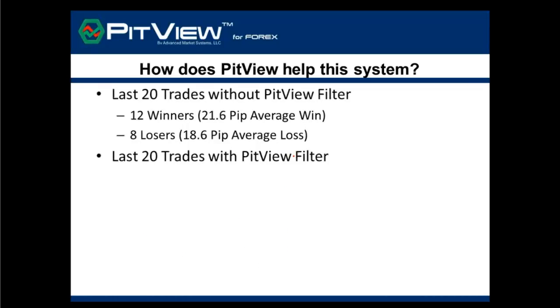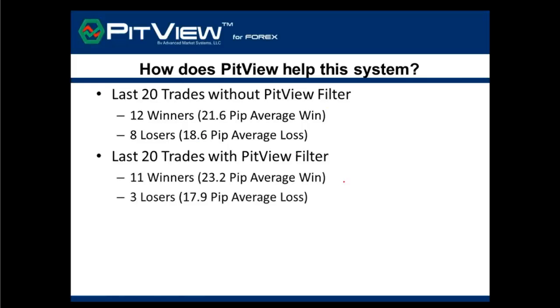Now, taking those same 20 trades into account, the last 20 trades without the PitView filter had 12 winners and 8 losers. If I use the PitView trade filter, this is what the same results would be. You'll see here that I had 1 less winner than the 12 that I had, which is fine because the PitView indicator didn't confirm my entry. But what should stand out to you here is this right here.